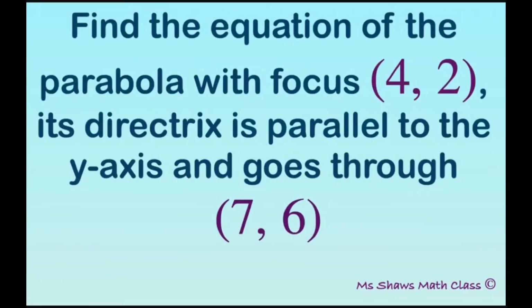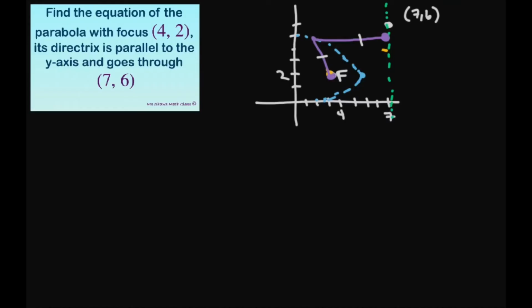We're going to find the equation of the parabola with focus (4, 2). Its directrix is parallel to the y-axis and goes through the point (7, 6). All right, so I did a little sketch here. Here's the focus right here, and that point is (4, 2). Here's your directrix, and it goes through this point (7, 6).